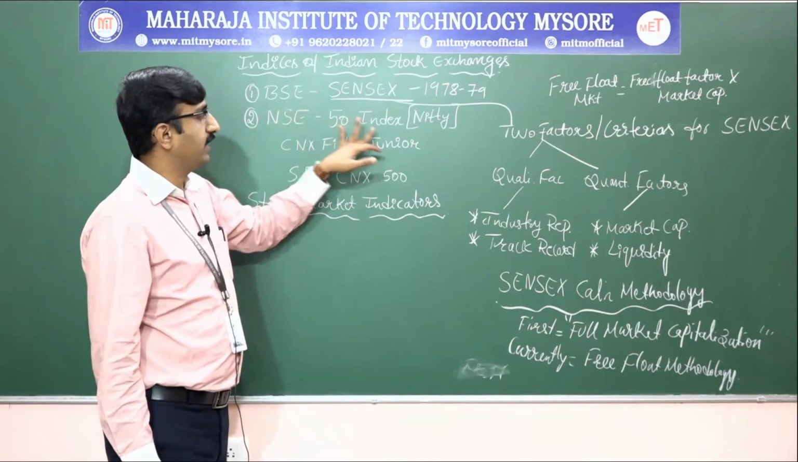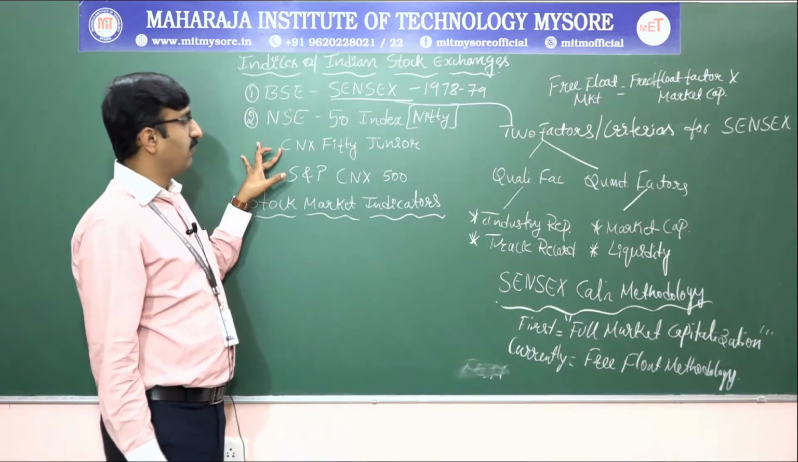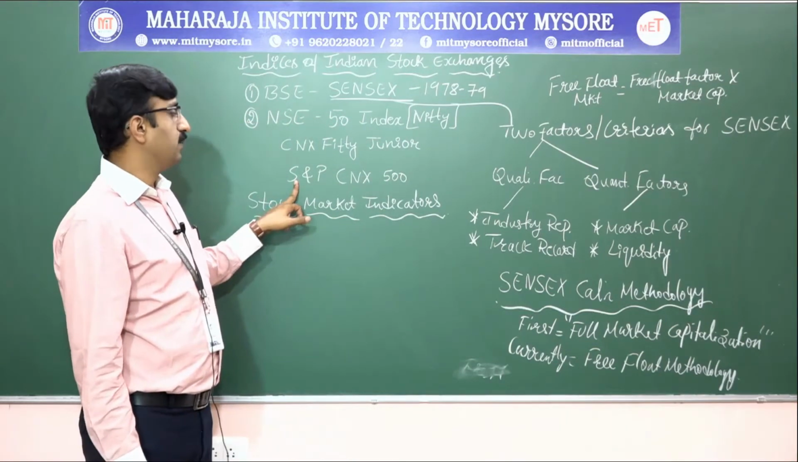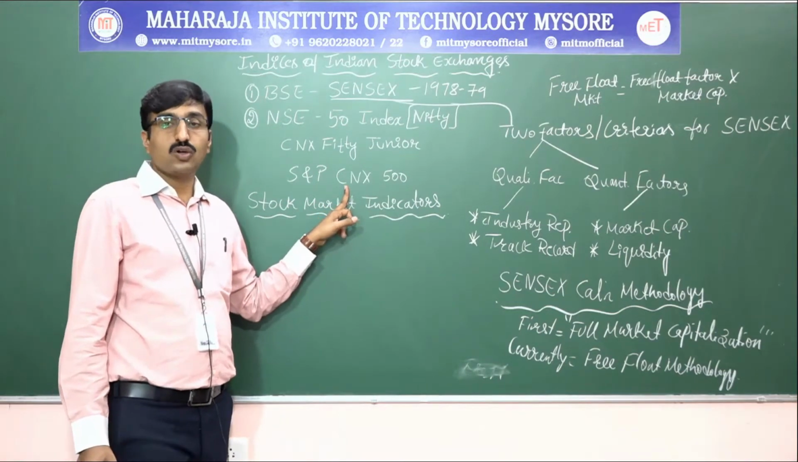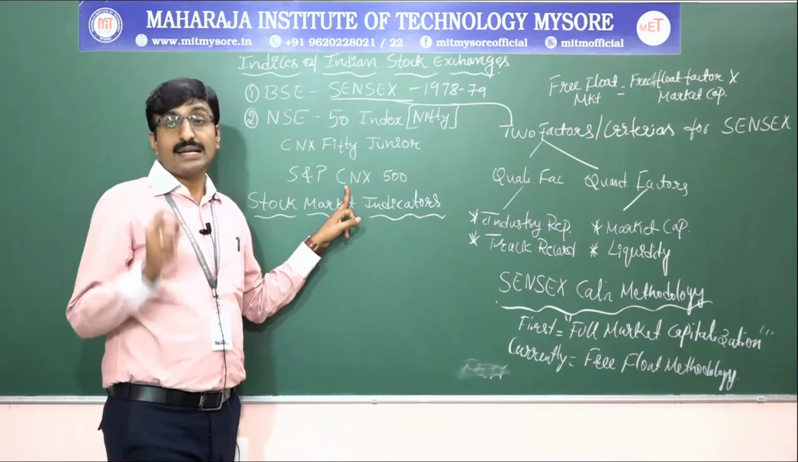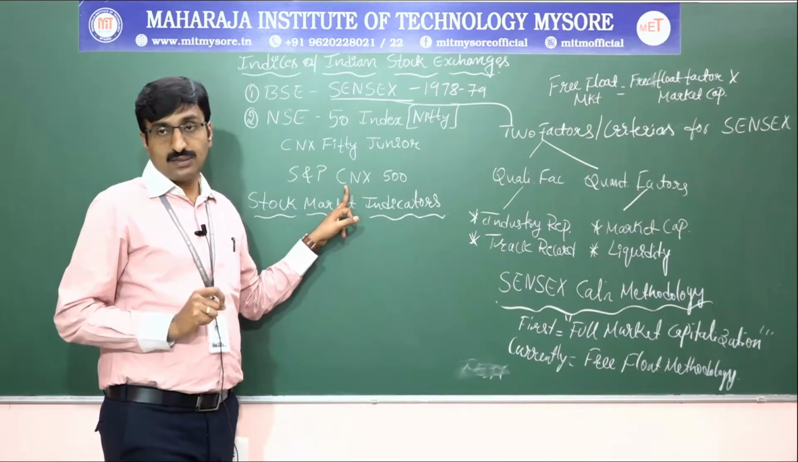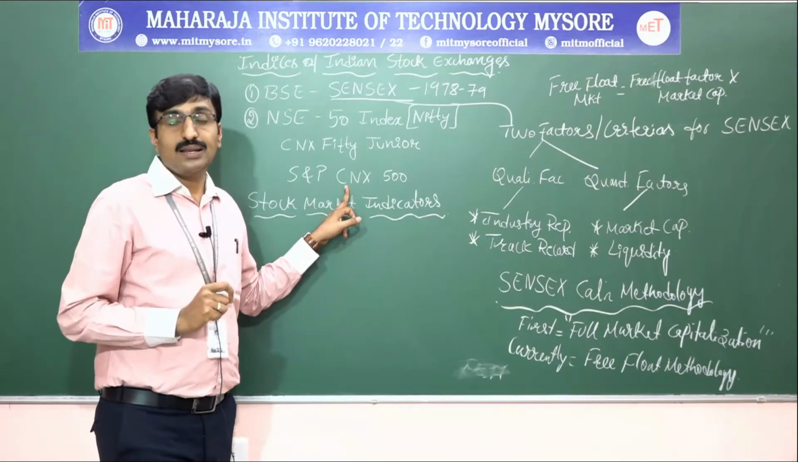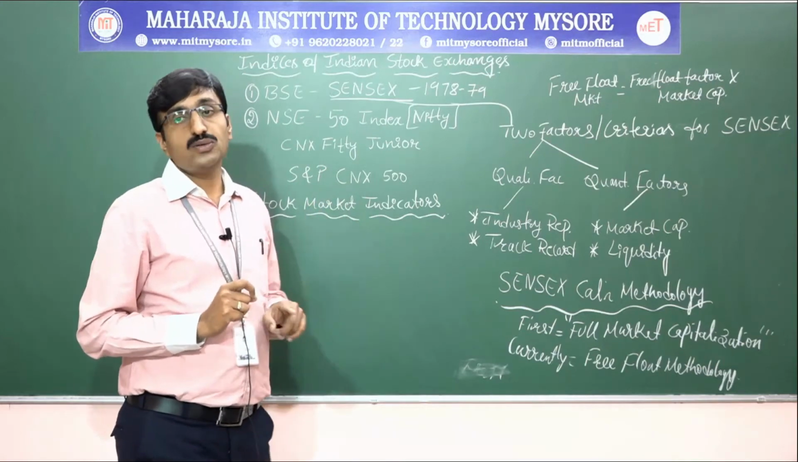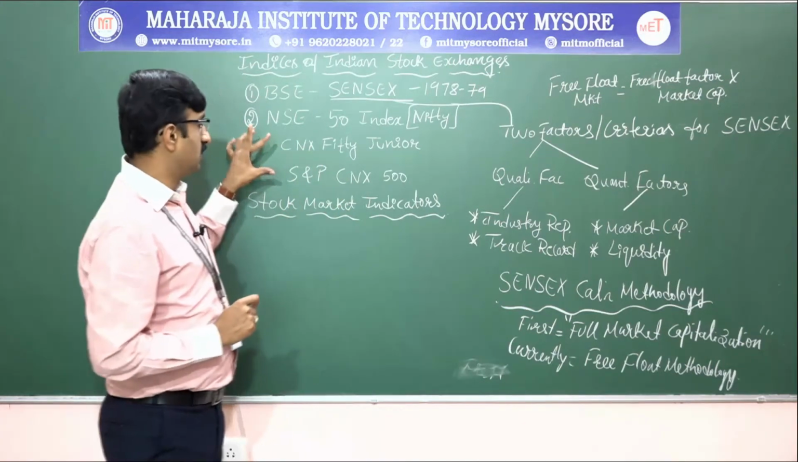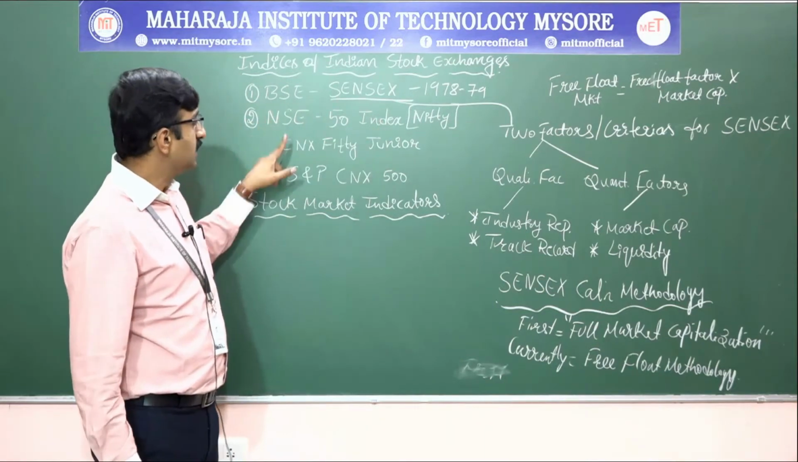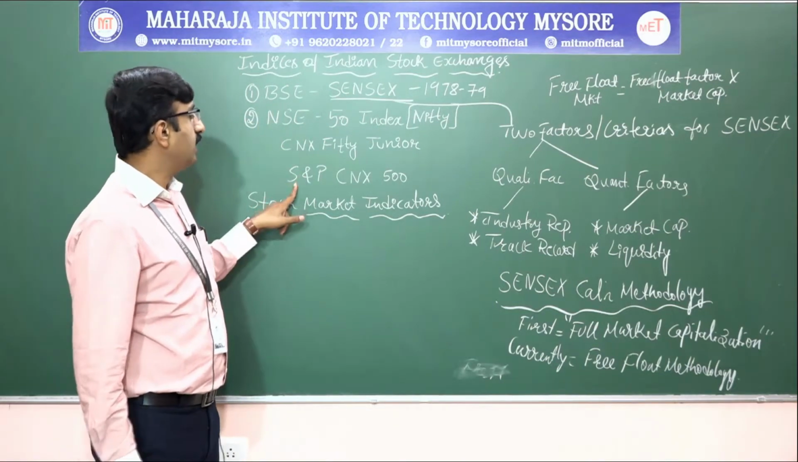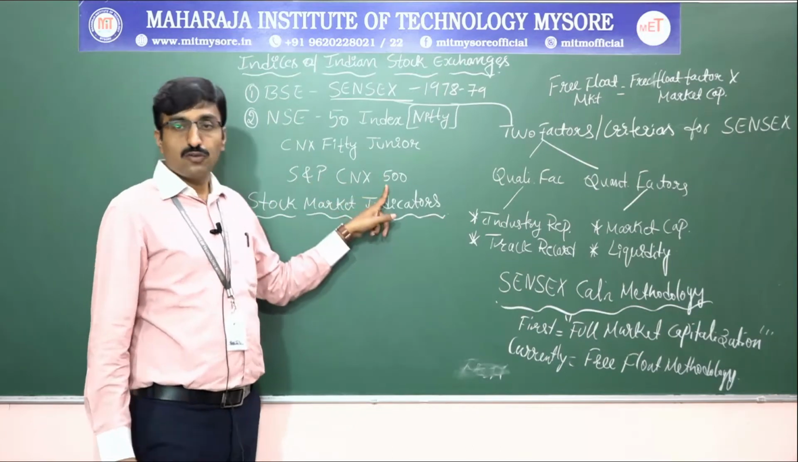The NSE 50 index is named as CNX 50 Junior and S&P CNX 500. It was introduced in April 1996. During April 1996 they introduced these two methodologies, these two subtypes in the NSE 50 index. They are CNX 50 Junior and S&P CNX 500.